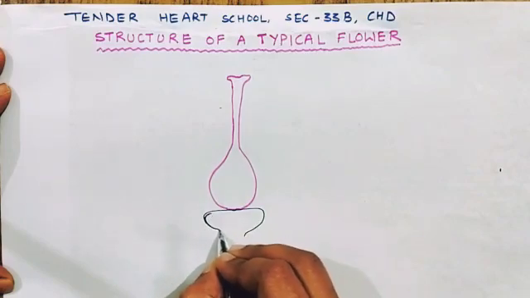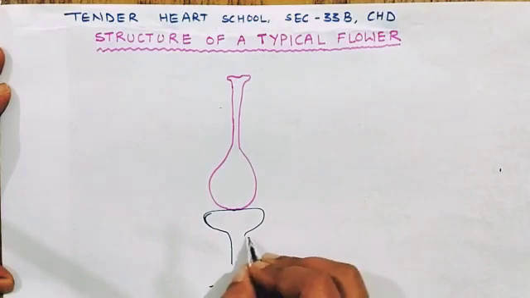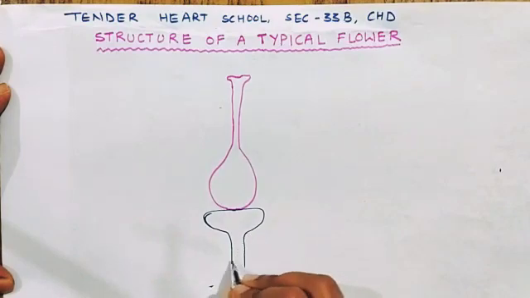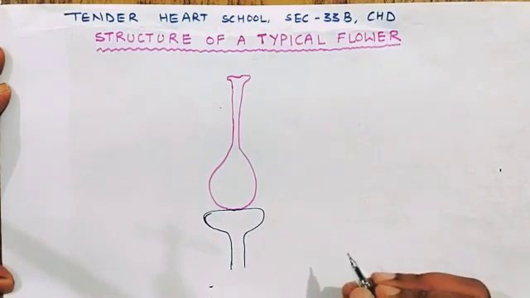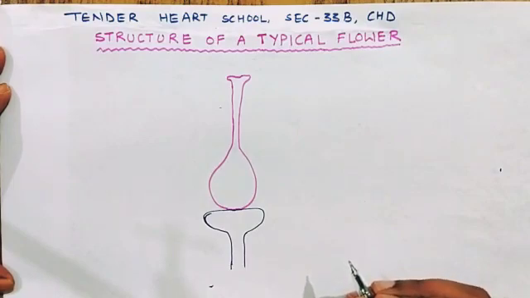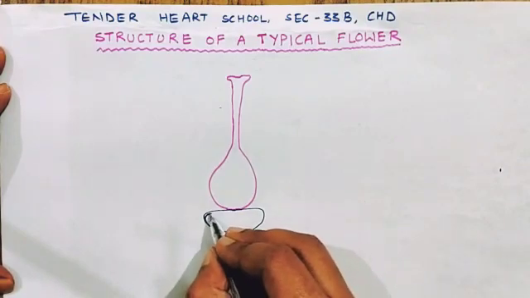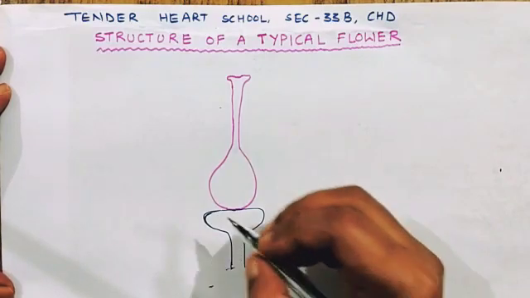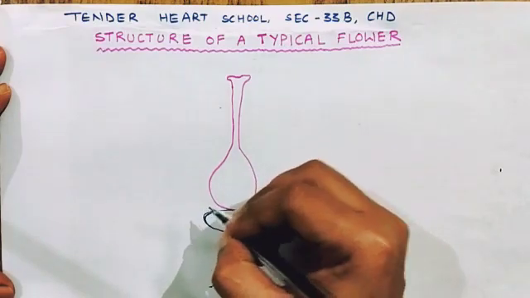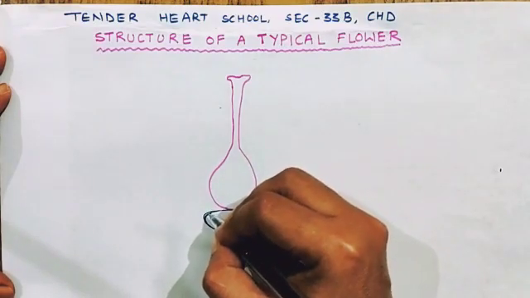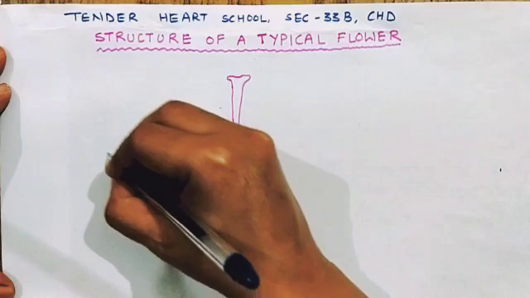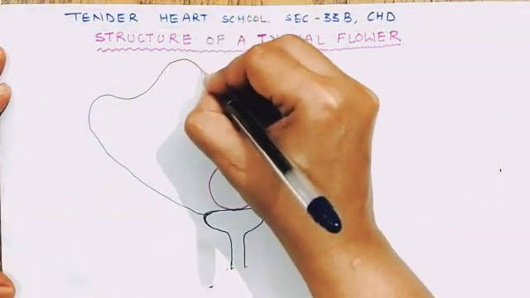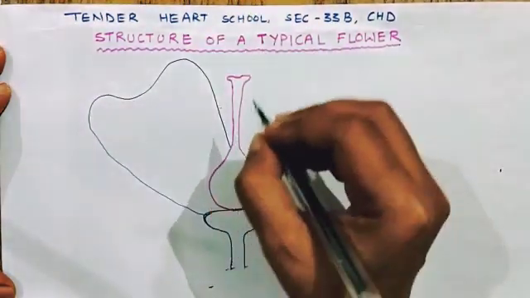Thalamus or the receptacle on which all other parts of a flower are born. So this is thalamus and the pedicel. Now let us draw the petals. Petals are the colored part of a flower. So these are the petals.